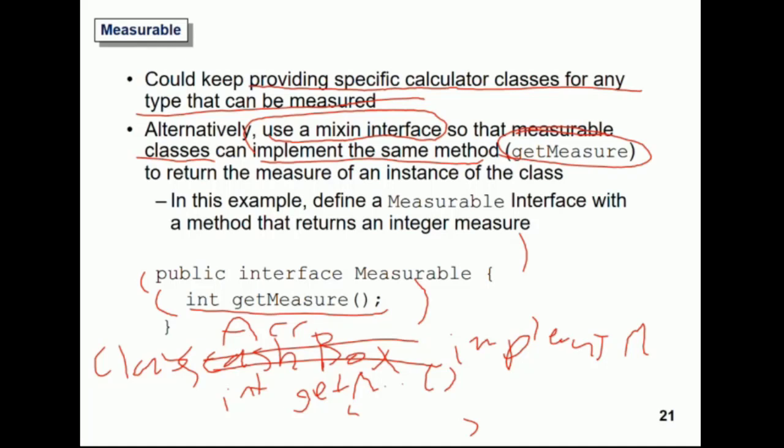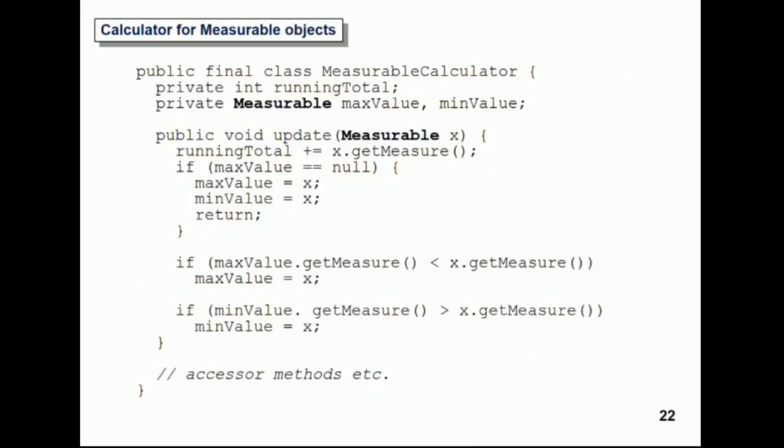You define the interface, and then anybody who wants to be measurable, anybody that wants to acquire the behavior of being measurable, needs to implement that interface and needs to implement the method in however way that they want. And now, because I've done that, I can create this measurable calculator. So it's exactly the same as the calculator for the cash box and exactly the same as the calculator for the accounts. I just changed the naming. So instead of being called account calculator or cash box calculator, it's called measurable calculator.